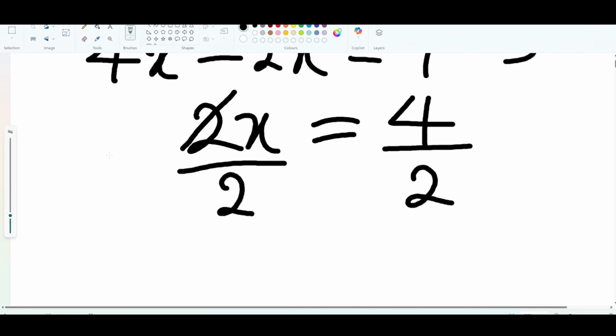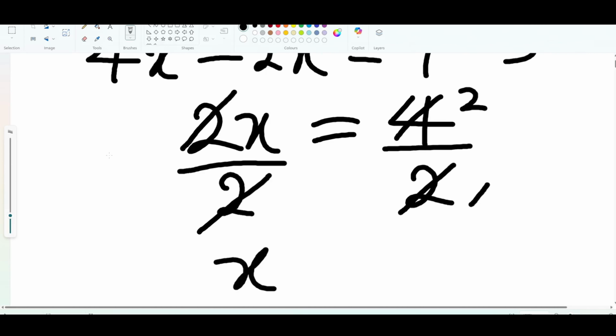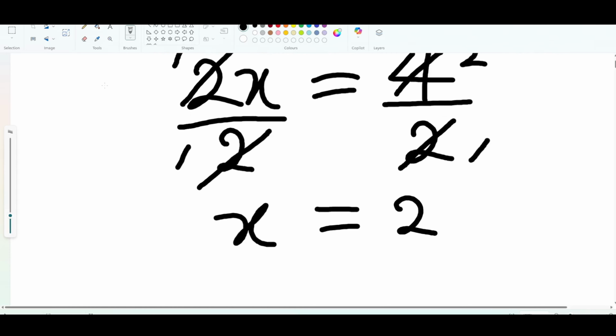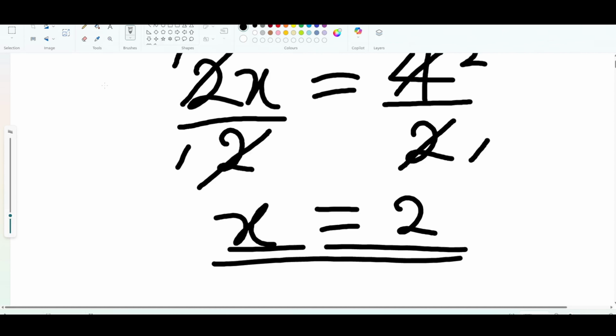So that is when this and this will cut out, and 2 over 2 becomes 1. So x, because this is 1 over 1, which is 1, 1 times x is x, and 4 over 2 is 2. So x equals 2, which is now the final answer to this. So I believe this is understood.